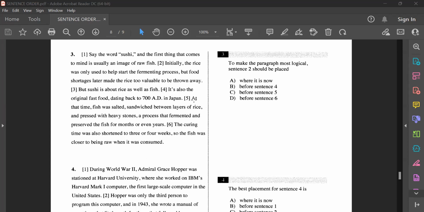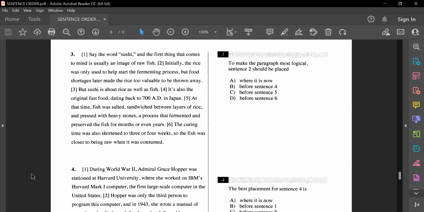Then it says before sentence 5. Sentence 5 says "At that time the fish was salted, sandwiched between layers of rice and pressed with heavy stones, a process that fermented and preserved the fish for months or even years." Now, the word ferment was introduced only in sentence 5. So automatically you will place it after sentence 5, that is before sentence 6. Understood? Got it? Yes, ma'am.